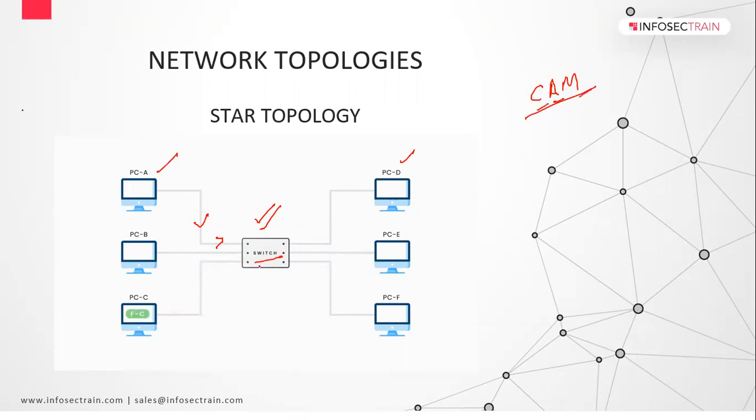In that table, the MAC address of PCD will be saved. So what will the switch do? The switch will find the MAC address and the port number resolved to it. As soon as it finds that PCD is attached to port number 2, the switch will forward that packet towards PCD, and PCD will get that packet. So that's how your star topology works.